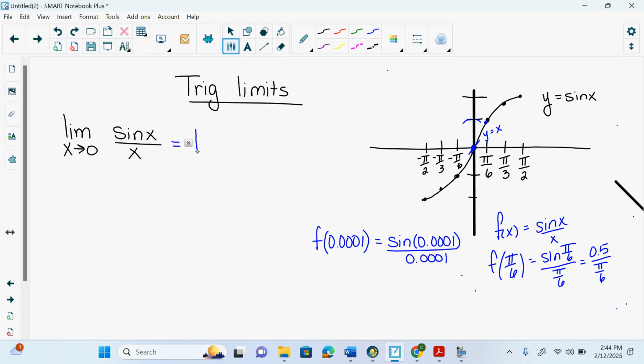So the great thing about that is if I'm ever given a limit as x approaches 0 and I can get it into the format of sine x over x, I can just replace that with a 1. Because this is true. We just showed it, right? Can you guys, instead of sine x over x, put sine 5x over 5x into your calculator? Sine 5x over 5x into your y equals?